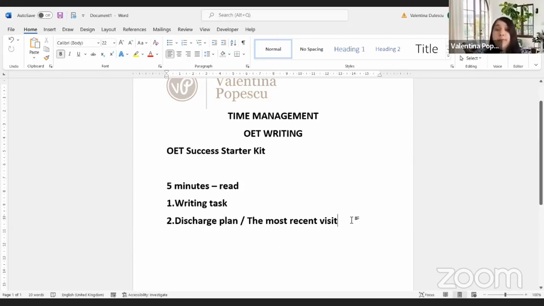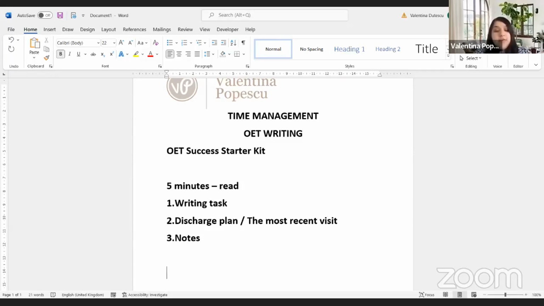So in those 5 minutes, you first read the writing task to know who you're writing to and why, then the discharge plan or the most recent visit, because it provides you with what the recipient actually needs to do. And then you read the case notes.